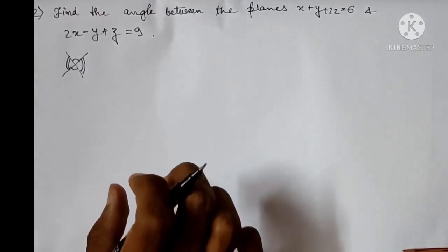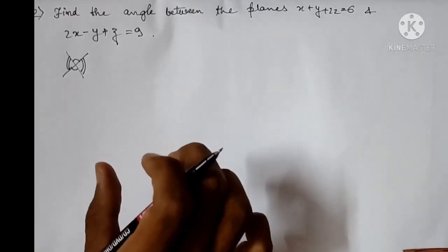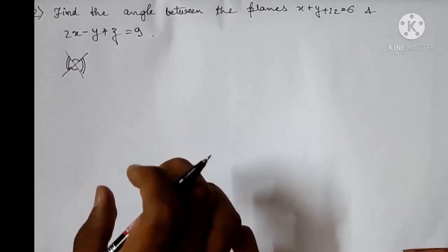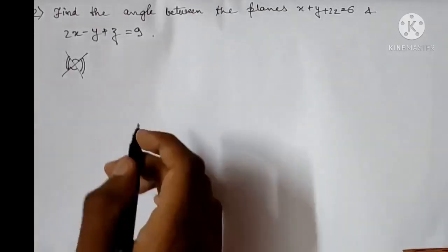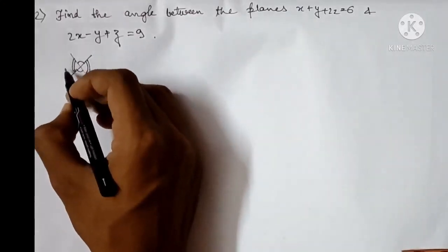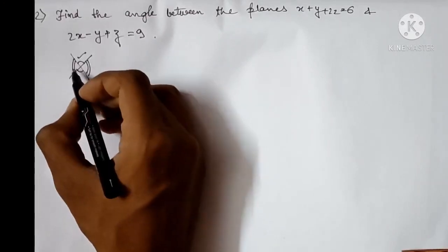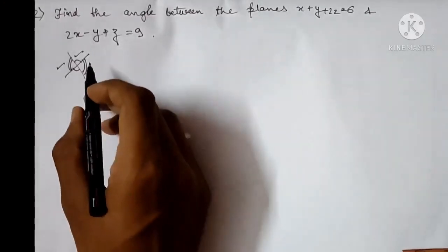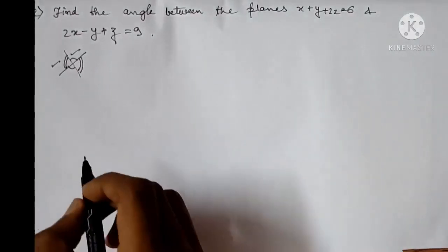Now if the cos theta is positive, then we can say it is the acute one. Suppose this one is more than 90 and this is less than 90, then this is the obtuse one and this is the acute one. So either it will be acute or obtuse, and based on the properties of acute and obtuse we will find it.